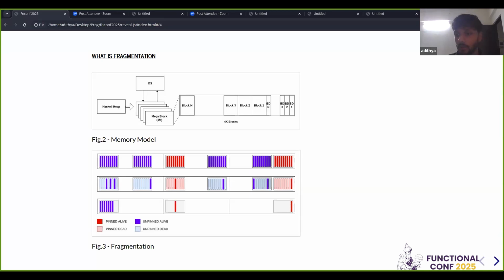So there are multiple levels of fragmentation. There is also the mega block fragmentation that can happen, right? These 4K blocks are spread across the mega blocks. And there is mega block fragmentation that can also happen, but for now we'll not talk about it. We'll only talk about the pinned 4K fragmentation, which is basically this.